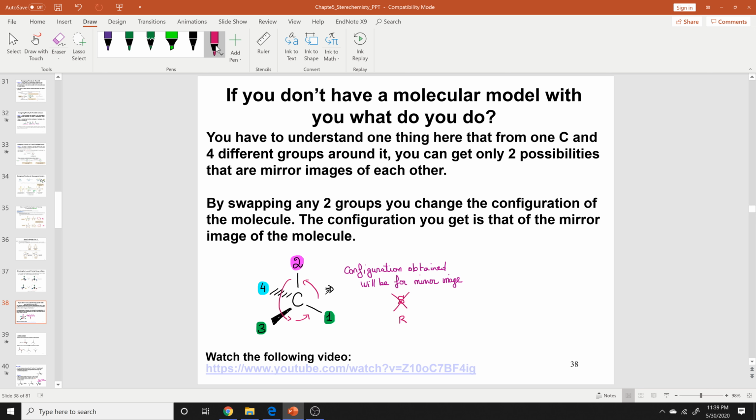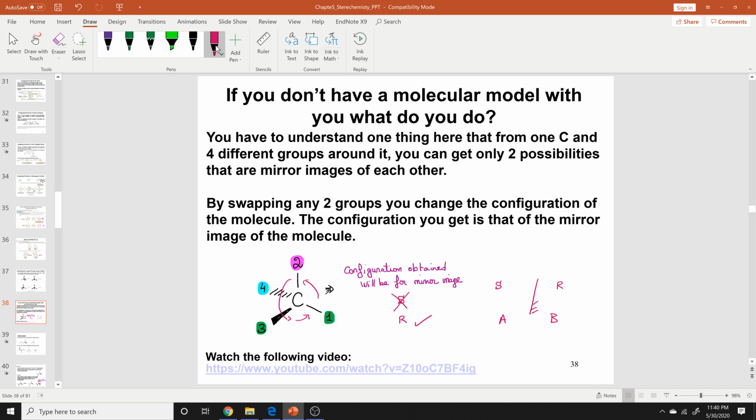Whenever you have enantiomers, A and B, one of them is going to be a certain configuration, and the other one is going to be the opposite configuration. One of them is going to have a rotation counterclockwise, the other one clockwise. So if I got the configuration for the mirror image to be an S, then definitely the configuration of the second enantiomer has to be an R. So this is going to be the configuration of my molecule there. This is how you do it if you don't have a molecular model with you.